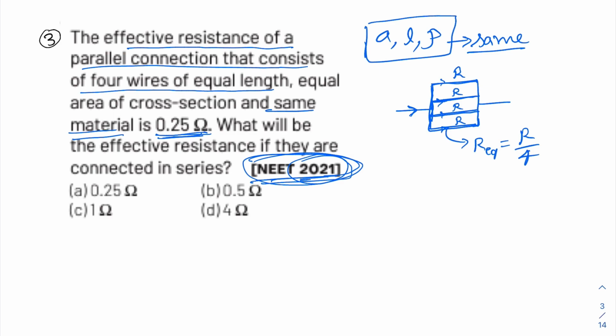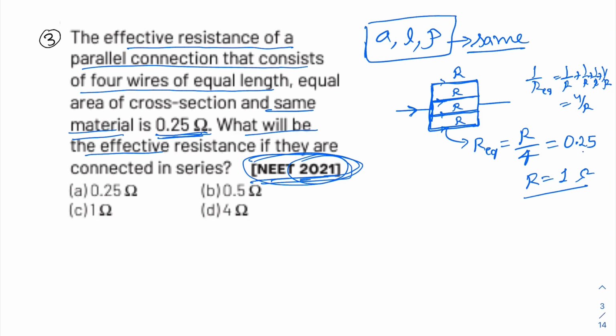Otherwise we can use the formula: 1 by R equivalent equals 1 by R plus 1 by R plus 1 by R plus 1 by R. So it will be 4 by R, so R equivalent will be R by 4. Now this is R equivalent, and it is given as 0.25. From this we can find R equals 0.25 into 4, that is 1 ohm, 1 ohm resistance.